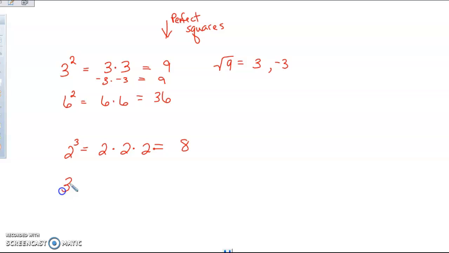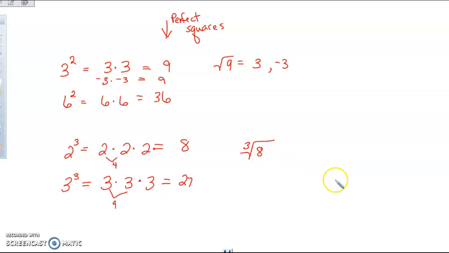If I have 3 cubed, that is the same thing as 3 3's. So 1, 2, and 3. 3 times 3 is 9. So 4 times 2 is 8. This 3 times 3 is 9. 9 times 3 is 27. These are called perfect cubes. And if I were to find the cube root of a number, I would ask myself what number times itself 3 times would make this number.